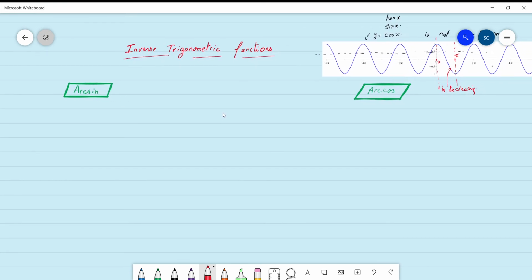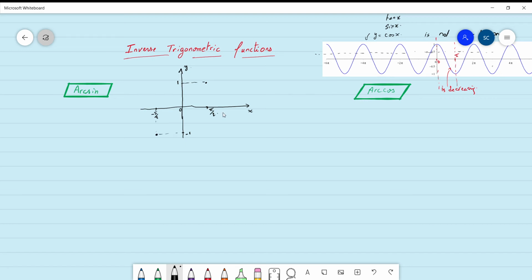We will define the arcsine. How will we restrict the graph of the sine function to the following interval? We will restrict it to minus pi over 2 to pi over 2. At pi over 2, the sine function takes the value 1. At minus pi over 2, it takes the value minus 1. And we know that the function is increasing.